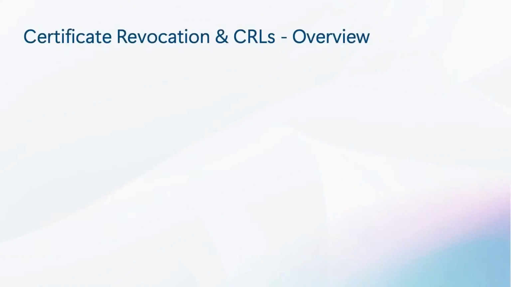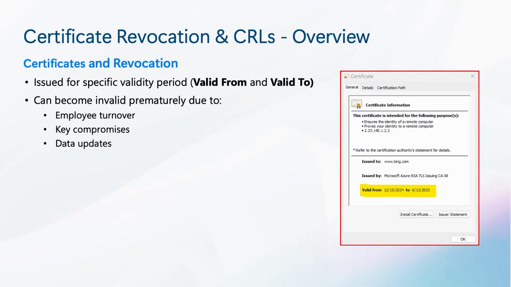Starting with CRL partitioning with Windows Certification Authority. Now, before we dive into CRL partitioning, let's revisit a few things related to certificates. So what are certificates and why do we need certificate revocation? To begin with, certificates, as we know, have clearly defined validity periods that start from valid from to valid to dates. Sometimes these certificates become invalid before expiration due to factors such as key compromises, employee turnover, or changes in data. So here is where certificate revocation lists come in.